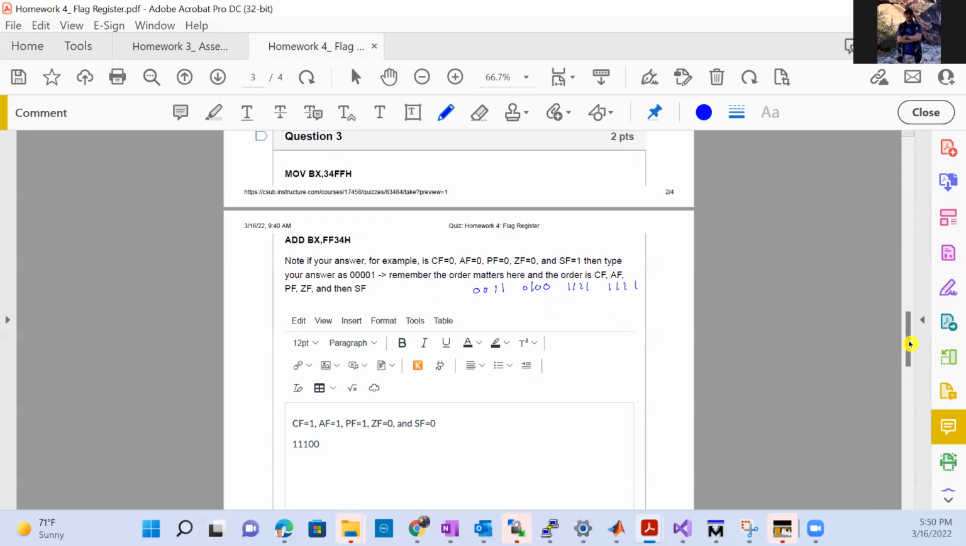Then FF, 3, 4. So FF, and 3 is 0011, and 4 is 0100.